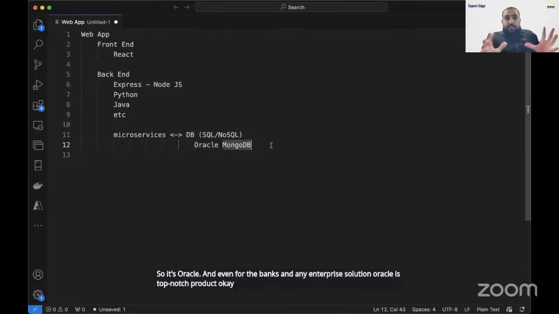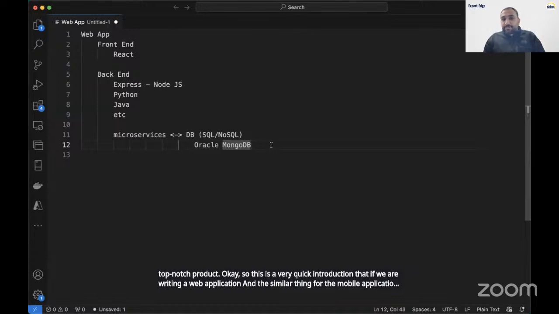Okay, so this is a very quick introduction that if we are writing a web application, and the similar thing for a mobile application, we have this kind of a stack coming into the picture.